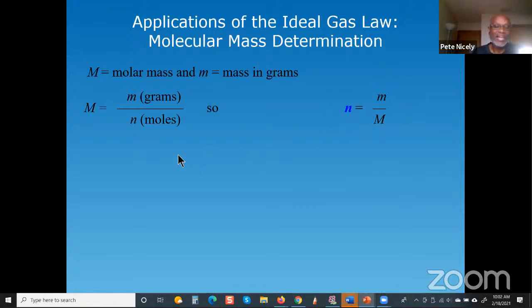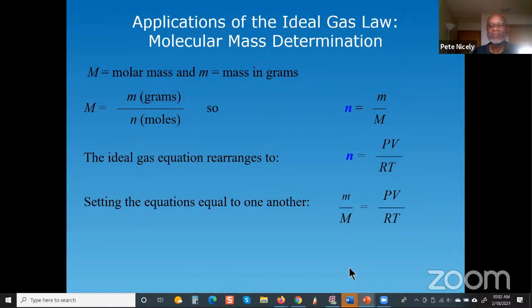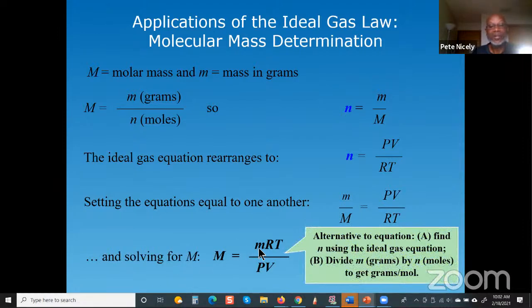Now, the other relationship we're going to look at is what we saw earlier in this chapter, the ideal gas equation, which can itself be rearranged to solve for n. n, in this case, would be equal to PV over RT. So n is equal to m over M, n is equal to PV over RT. So we can equate these two to each other, and this results in this relationship here. Lowercase m divided by uppercase M is equal to PV divided by RT. And therefore, we can rearrange this equation to solve for uppercase M, which is the molar mass, right? The molar mass is equal to lowercase m times RT over PV, and that would be the equation you'd use to determine the molar mass.